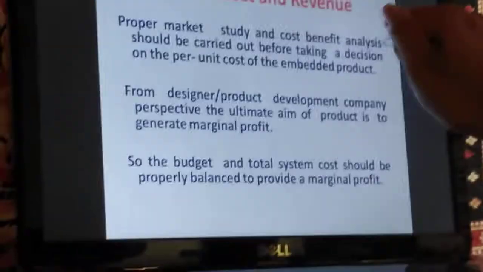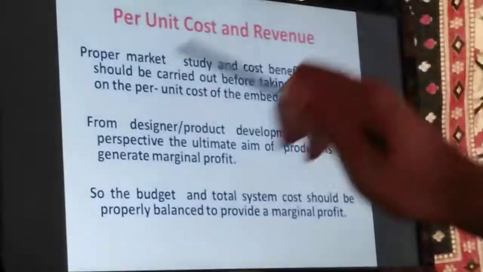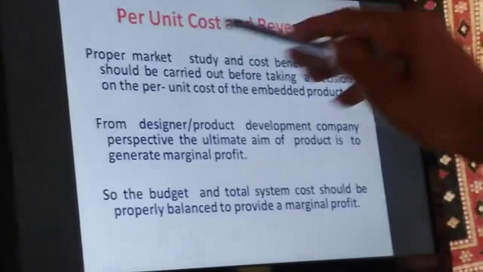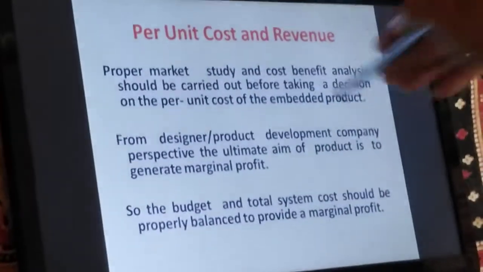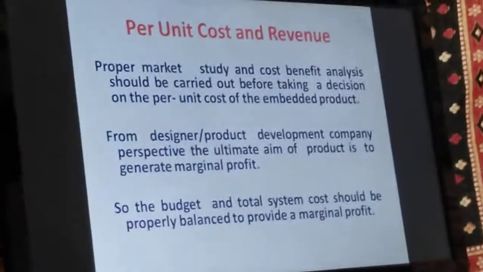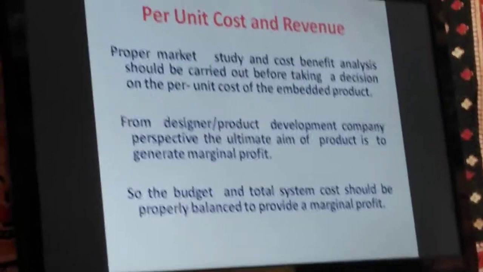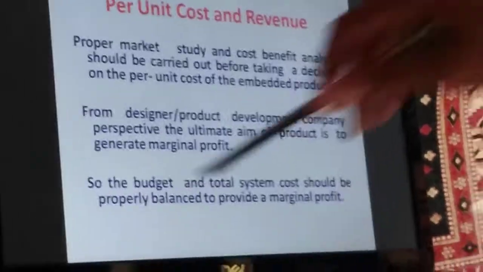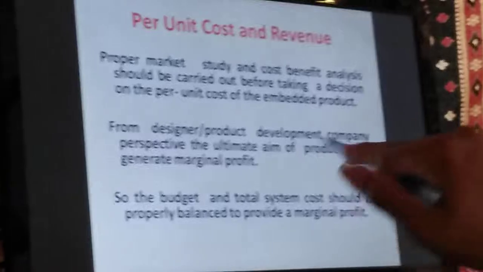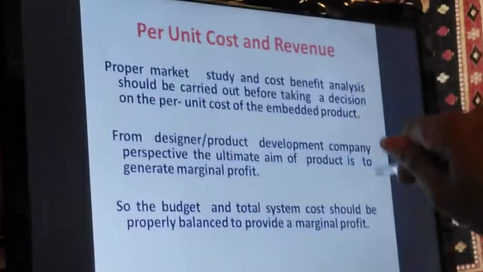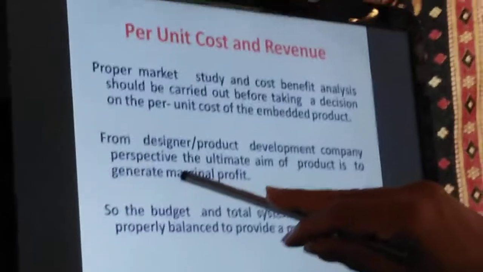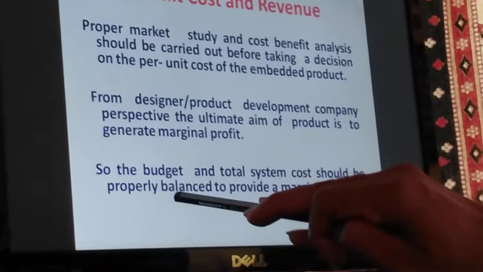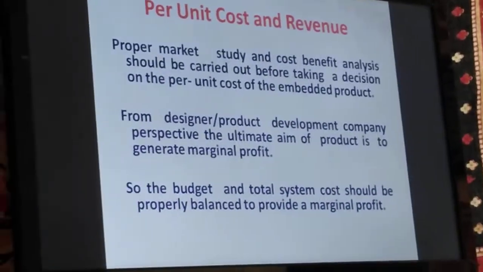Proper market study and cost benefit analysis should be carried out before taking a decision on the per unit cost of the embedded product. The per unit cost of an embedded product should not exceed the per unit cost of some other product, because otherwise we will fail. From the designer or product development company perspective, the ultimate aim of the product is to generate marginal profit. This is very important. So the budget and total system cost should be properly balanced to provide marginal profit.